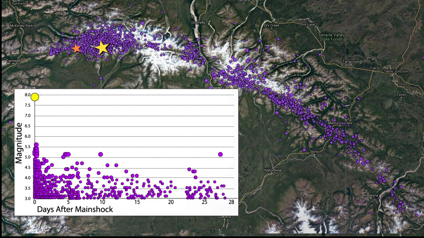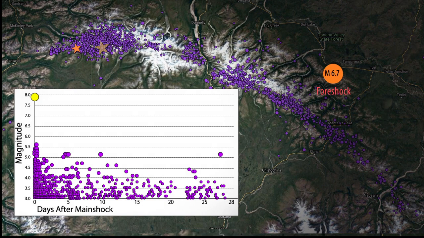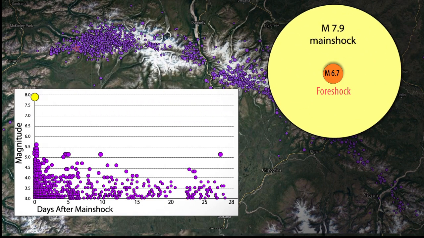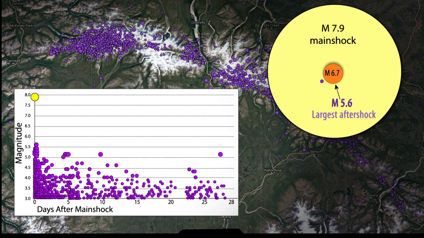Remember, the magnitude scale is logarithmic, and elastic energy released by an earthquake increases by a factor of 33 with every unit increase in magnitude. So, at a magnitude 5.6, the largest aftershock released less than 1/1000th of the energy released by the magnitude 7.9 main shock.